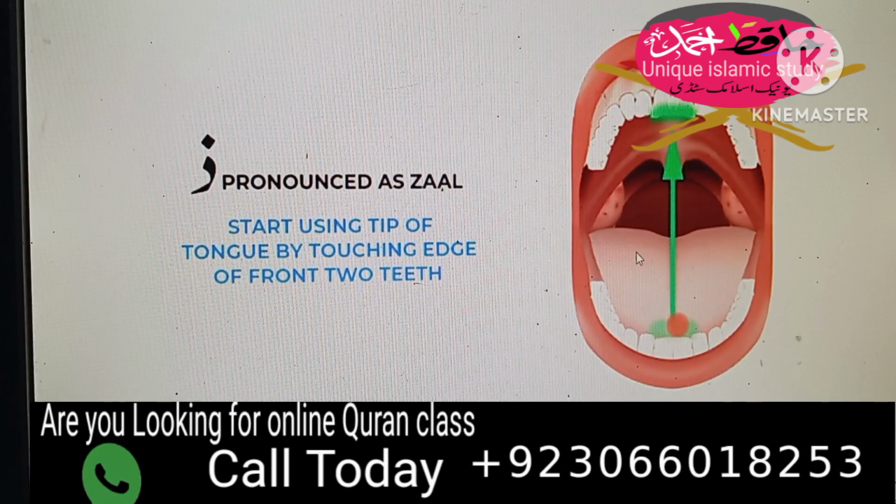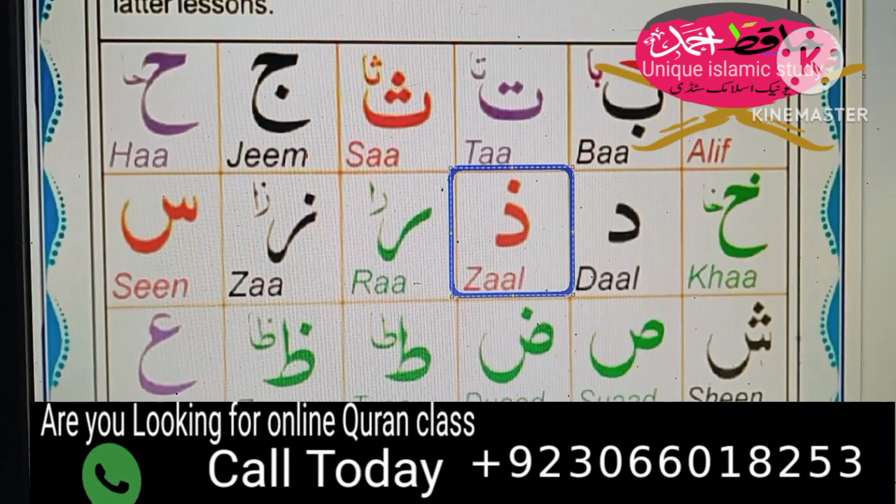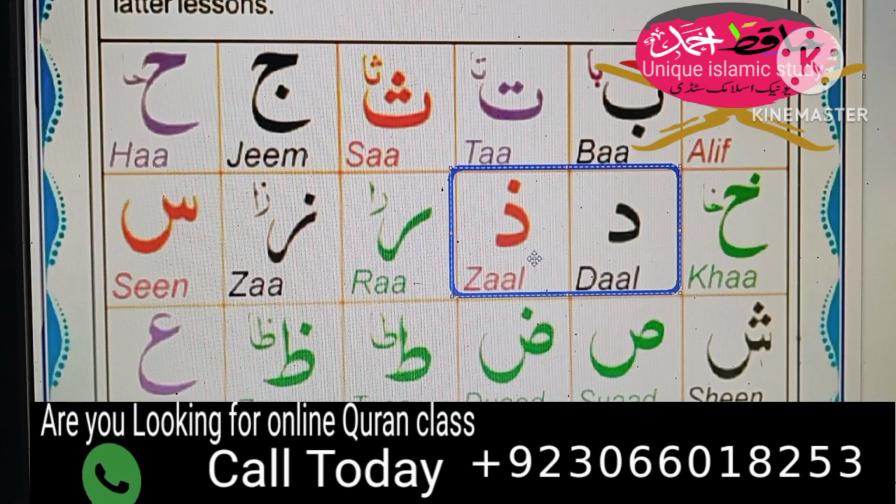So read the Zal. Zal. These are two similar letters. So how can you differ in two letters? By the dots. Zal has one dot on it and Dal has no dot.